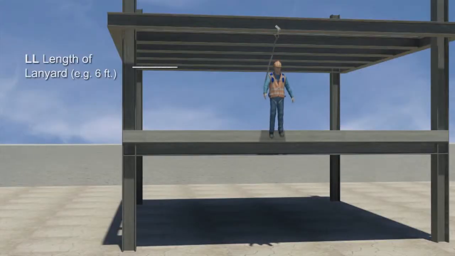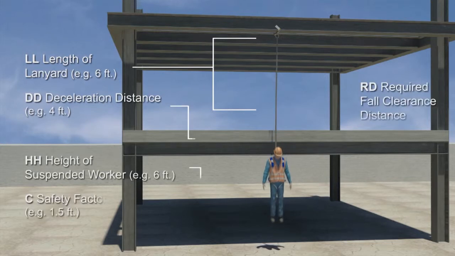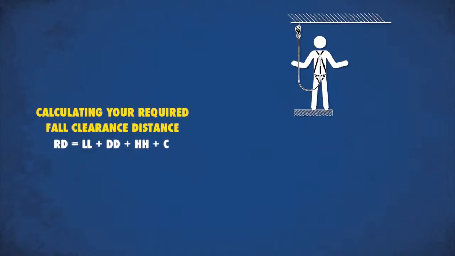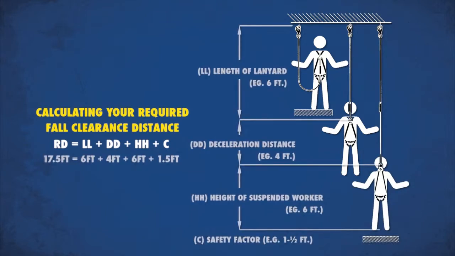So in this demonstration, our required fall clearance distance is 17.5 feet, using a typical 6-foot lanyard with a 6-foot free fall. To reiterate, the required fall clearance is calculated by adding the length of the 6-foot lanyard to the 4-foot deceleration distance, plus the 6-foot height of the suspended worker, and the 1.5-foot safety factor.